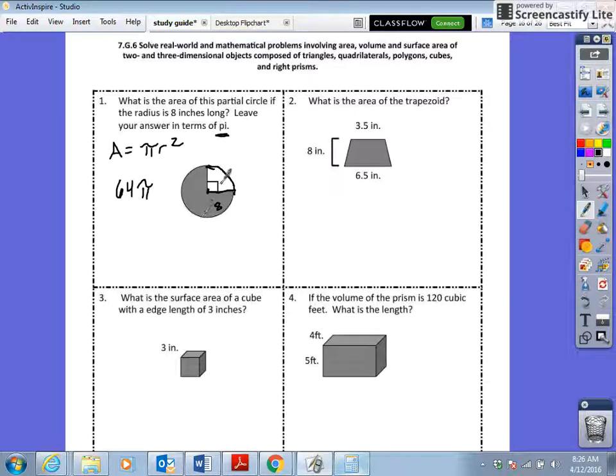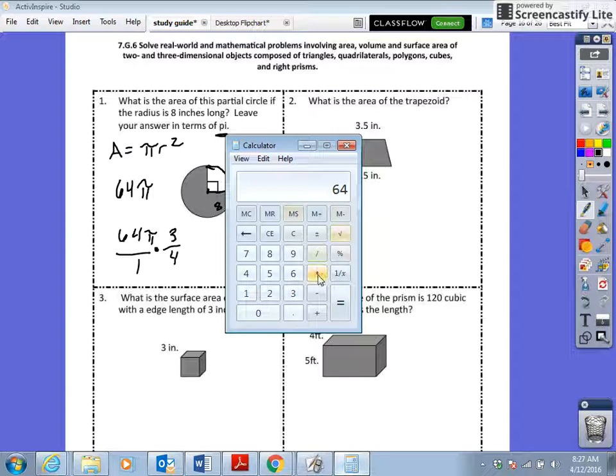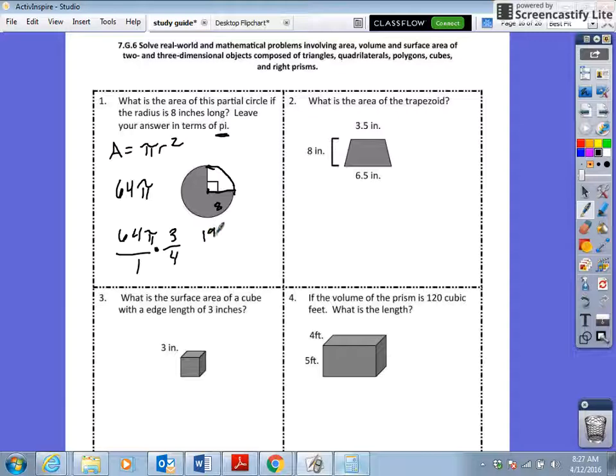Now, I don't have a whole pi. That's how much it is for the whole thing if all of this was filled in. But it's not. So I have 3/4 of a pi. So I have 64 pi times 3/4. Okay, 64 pi over 1 times 3/4. So 64 times 3, and then that's over 4. So 192 over 4.